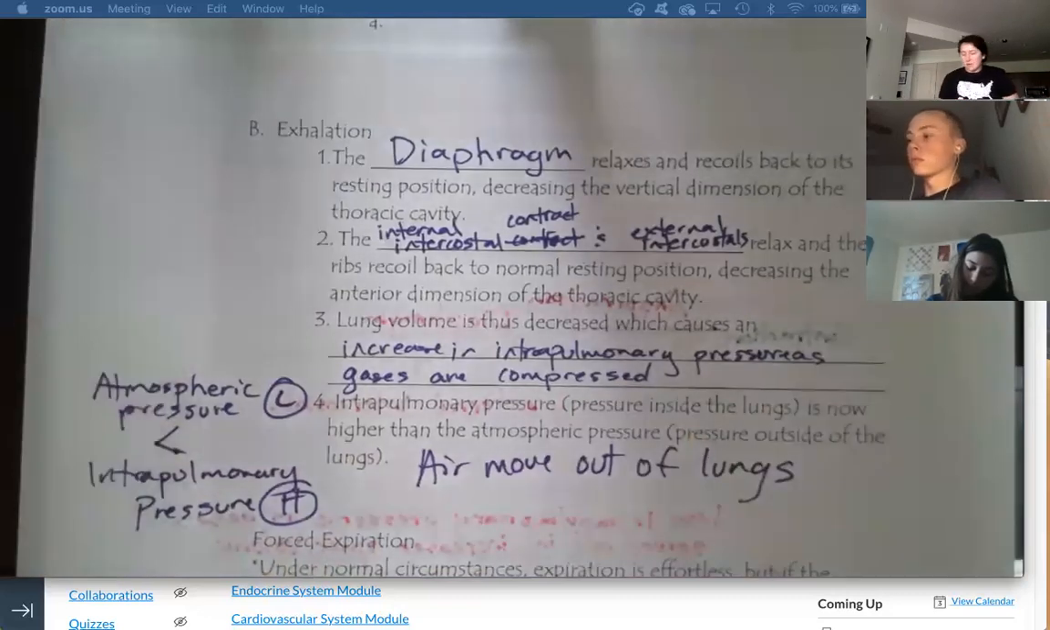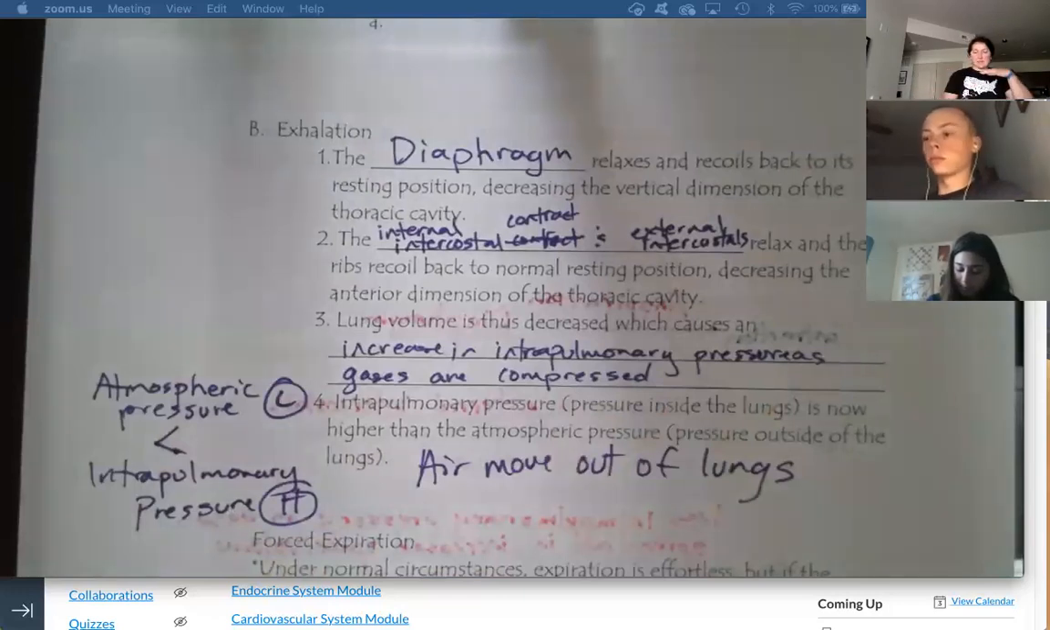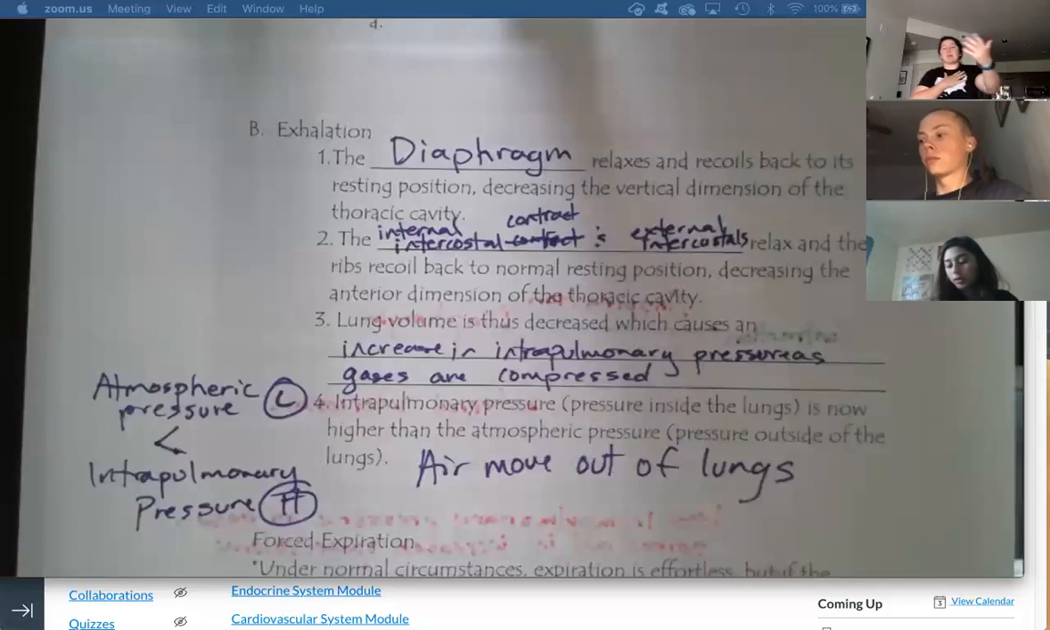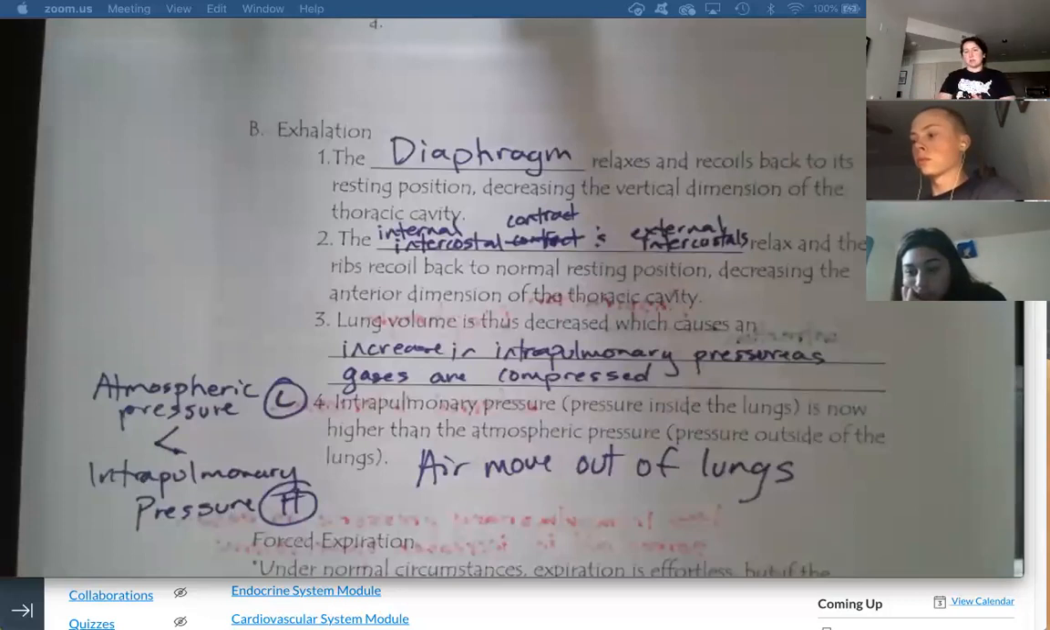By decreasing the volume, the space within the thoracic cavity and the lungs, we are increasing the pressure. As the space decreases, the gases are all pushed together, which increases the pressure. So now the intrapulmonary pressure is high and the atmospheric pressure is low. By the basic law of diffusion, molecules of air will move from a high concentration to a low concentration. That is how we exhale.